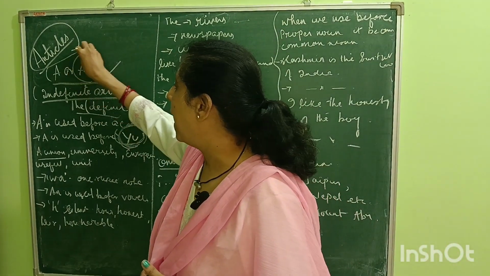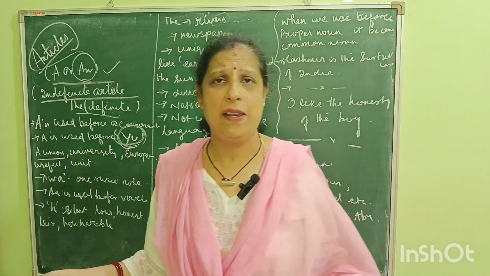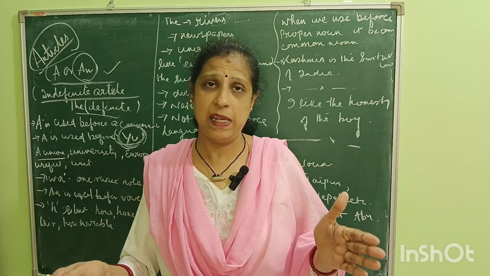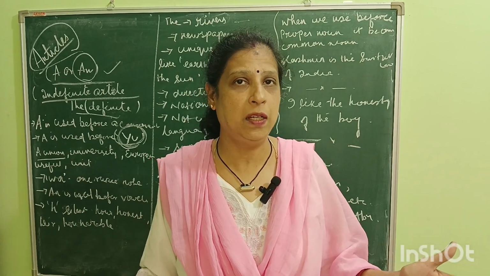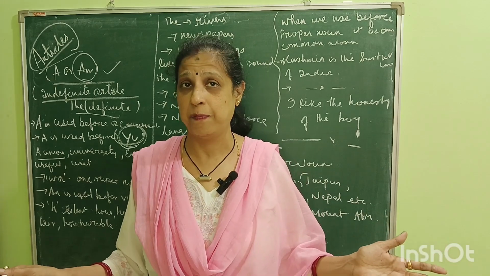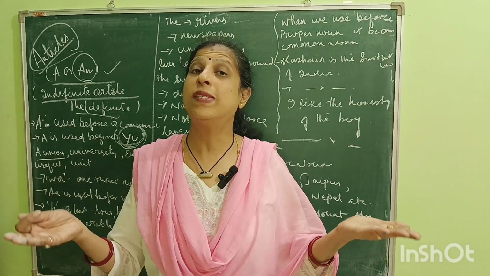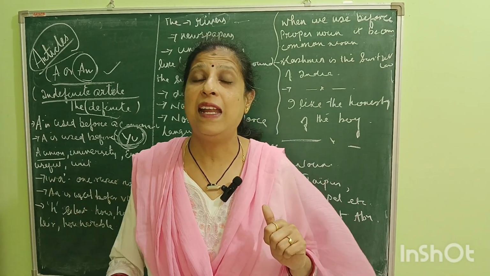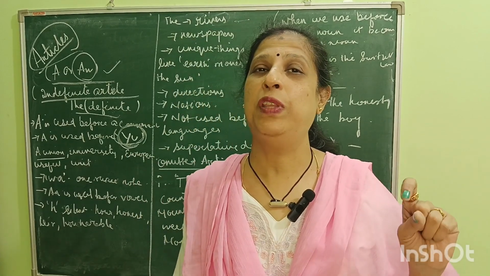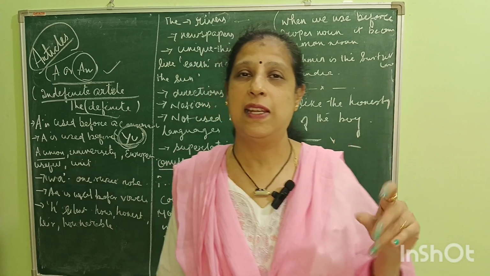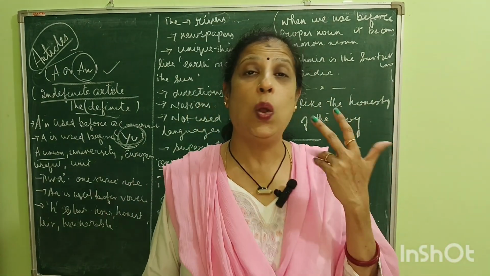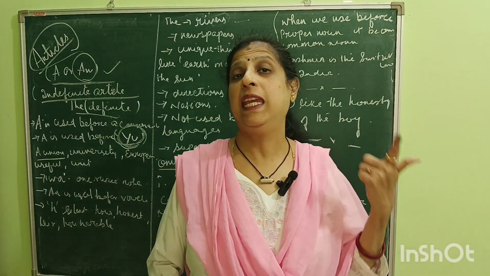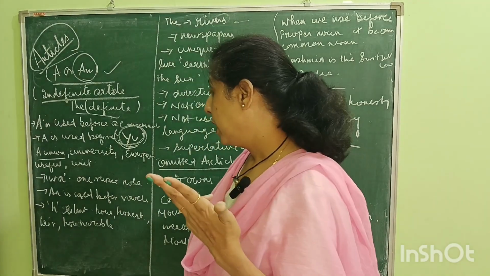Now coming to an. Where do we use an? It is the same: an is also used in places where we do not point out our finger towards a particular object, place, or thing. But an is always used before the vowel sounds, that is A, E, I, O, U.